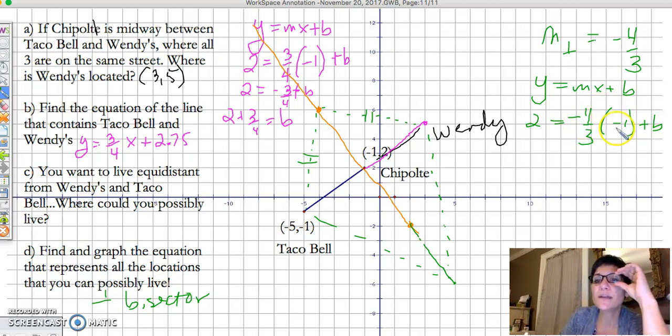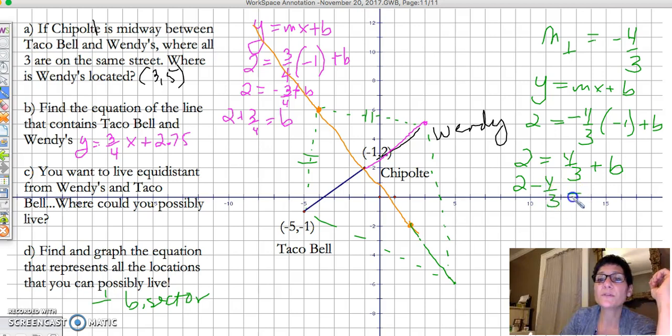So if I look over here, negative times a negative is a positive. Bad thing happening to a bad person is a good thing. So I get 2 equals 4/3 plus b. So then 2 minus 4/3 is equal to b. So 2 is 6/3. 6/3 minus 4/3 is 2/3. So that means that the equation of my line is y equals -4/3 x plus 2/3.